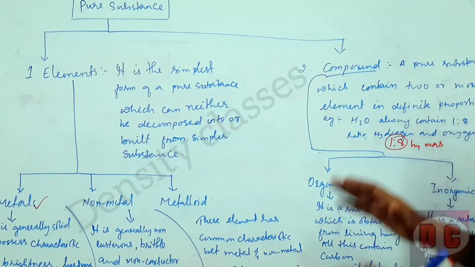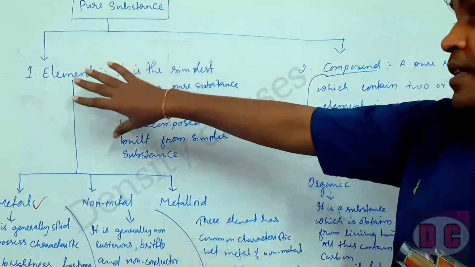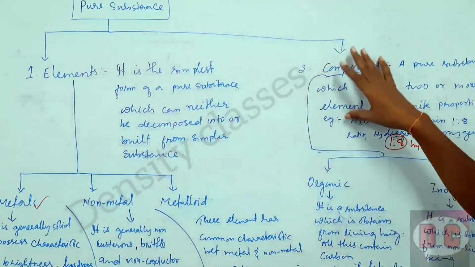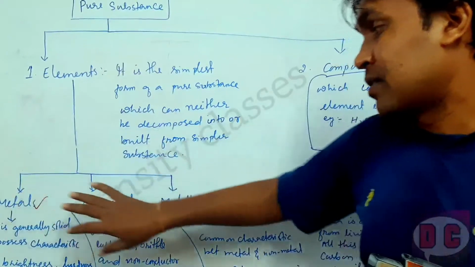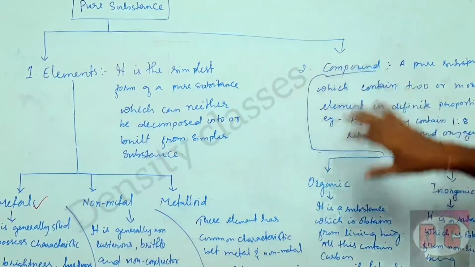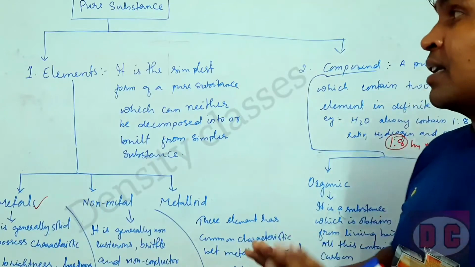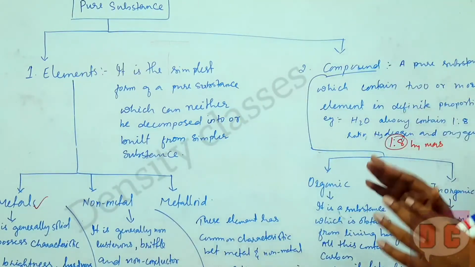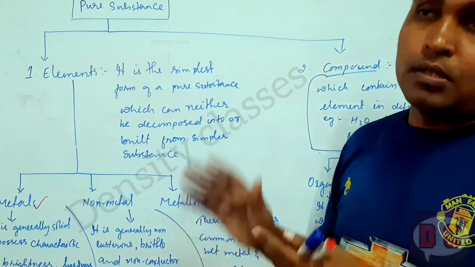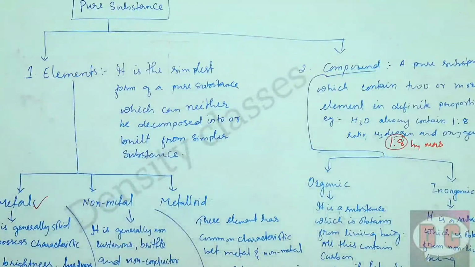Got it or not? So this was the classification of pure substances. Pure substances are classified into two: elements and compounds. Elements are classified into three: metals, non-metals, metalloids. Compounds are classified into two: organic and inorganic. So we have done the classification of pure substances. Now we will be doing the classification of mixtures. Till then, dear students, pause the video and take down the notes.